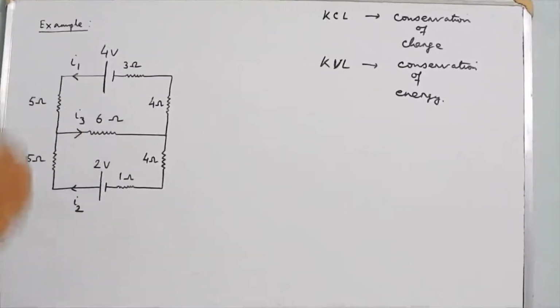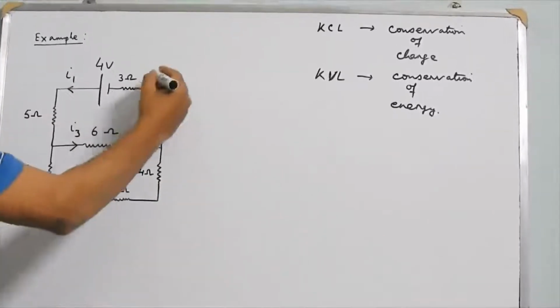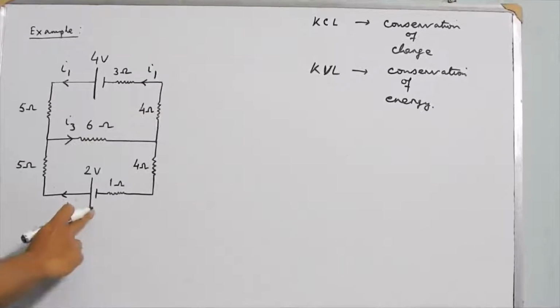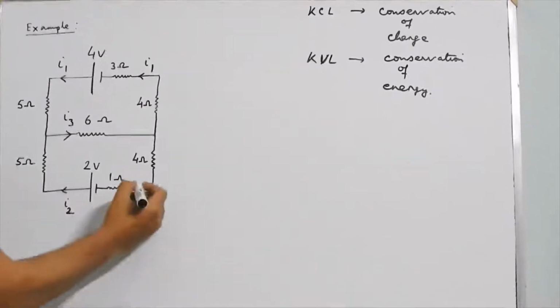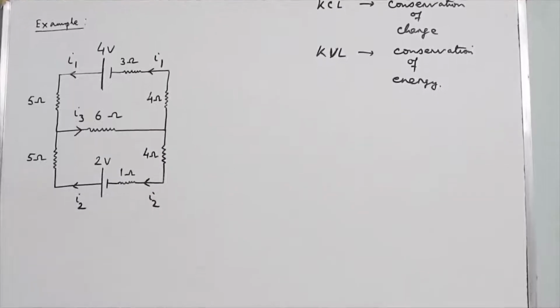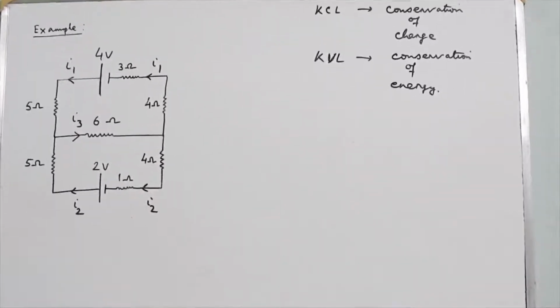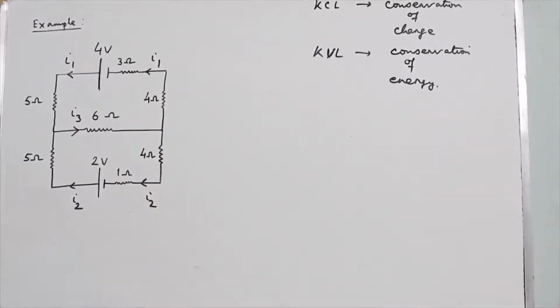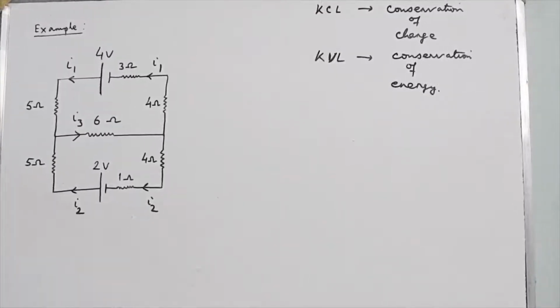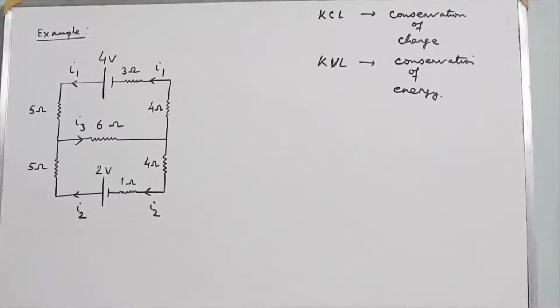As I1 is delivered by the 4 volt battery, so definitely I1 will enter into it, and the 2 volt battery delivers I2, so definitely I2 should flow into it. Now these are the currents that we want to calculate, and if possible we can also calculate the potential drops across the different resistances. So let us start with KCL and KVL.